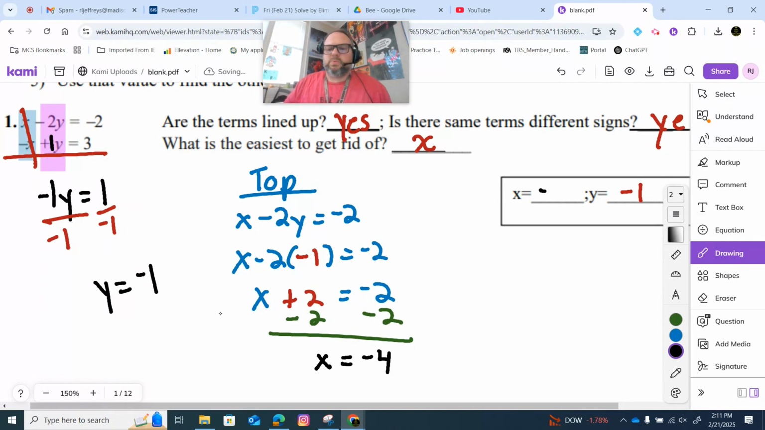So x would be negative 4. Again, if we would have plugged it into the bottom, we would have got the same thing. It does not matter because remember, this is like we did with graphing. This is where these two things cross. This is when we were to graph them. These are where these touch. You're going to get the same thing for x and y.